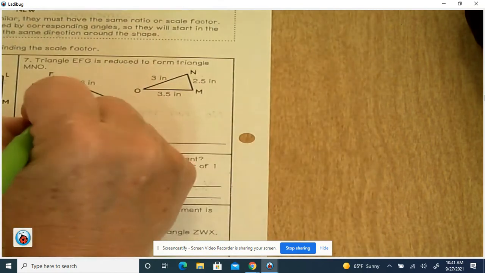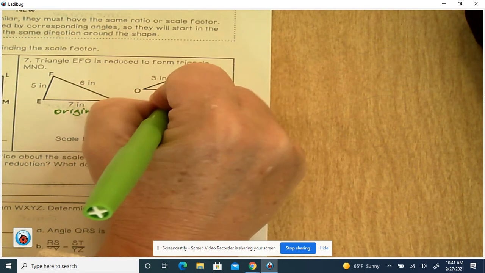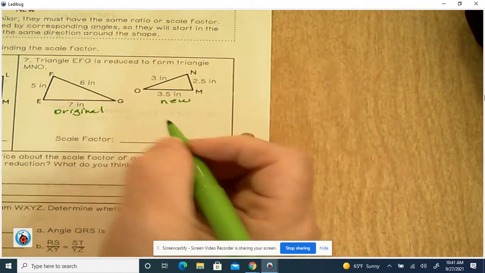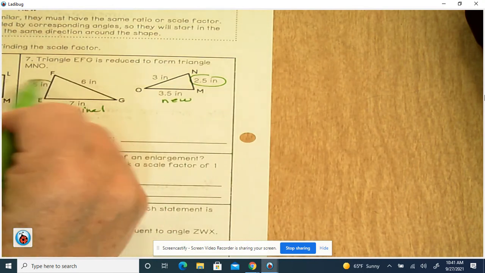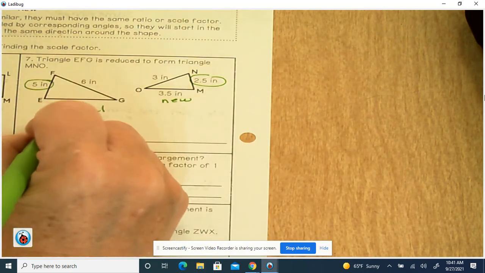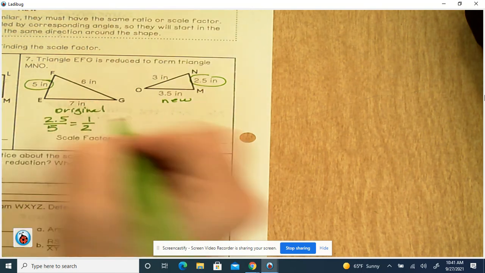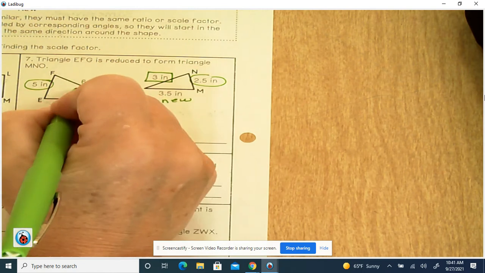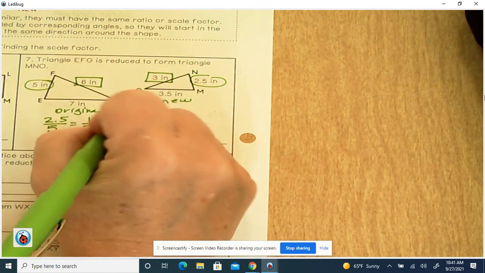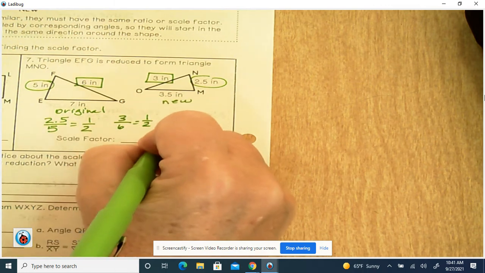Come over here to 7. This is the original. And this is the new. We can set it up 2.5 over 5, and 2.5 over 5 is equal to 1/2. And we also can set it up 3 over 6. And you also get 1/2. So the scale factor for those two figures is 1/2.